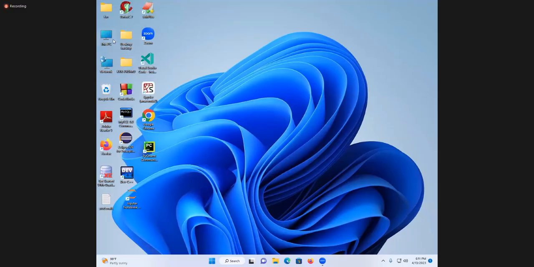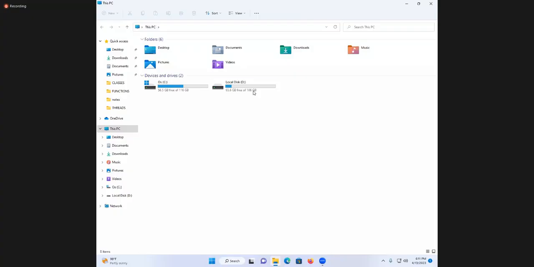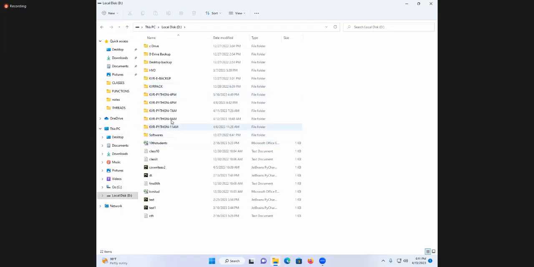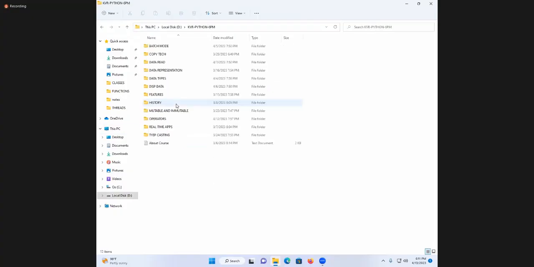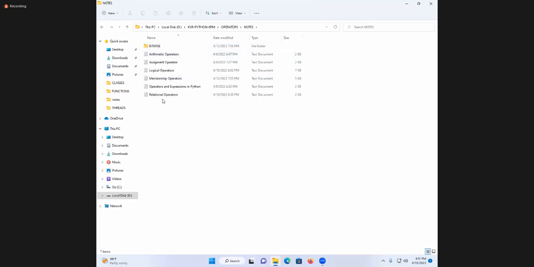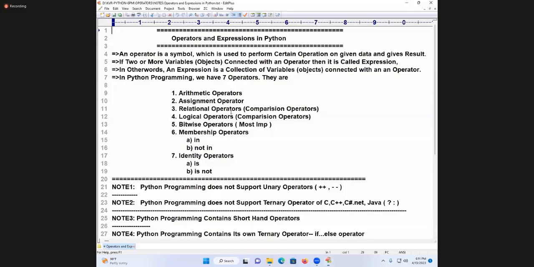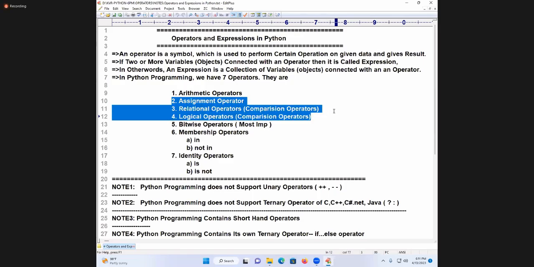Okay, students, now we'll continue the discussion. I hope you remember that in the last class we had a good discussion about operators, and we are completing the operators today. Operators and expressions in Python. The first operator is arithmetic operators, then assignment operators, relational operators, logical operators, bitwise.